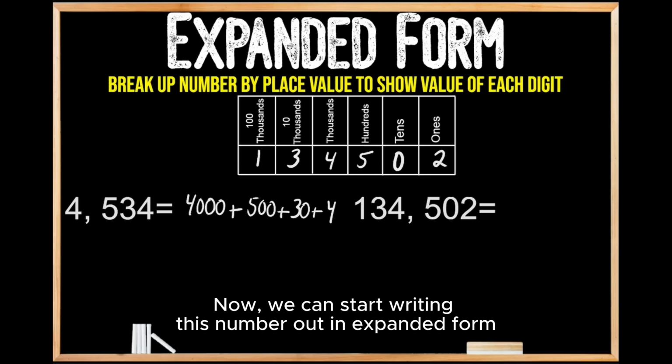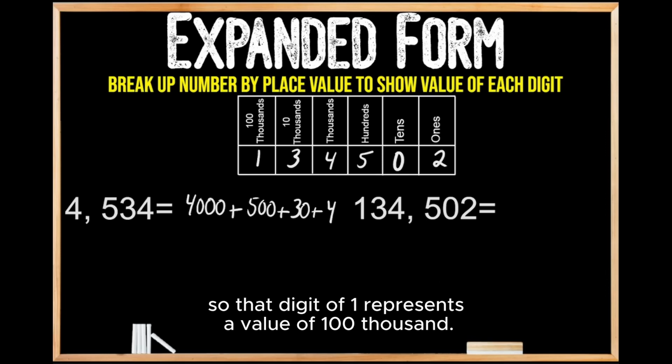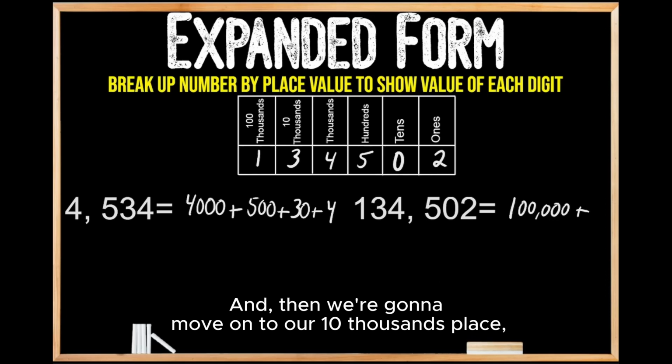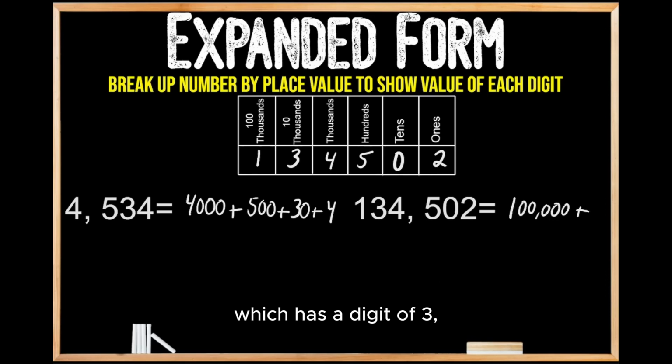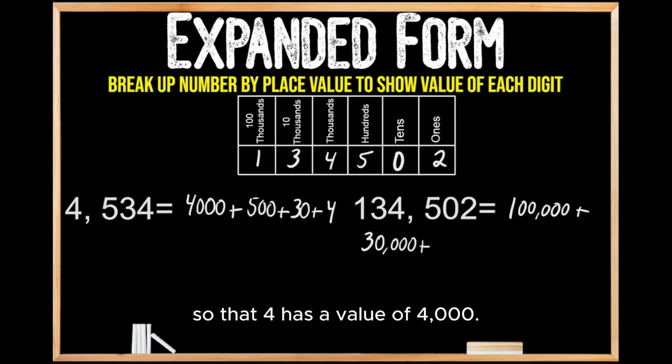Now we can start writing this number out in expanded form, working from our highest place value to our lowest place value. Well, in our hundred thousands place, we have a digit of 1, so that digit of 1 represents a value of 100,000. And then we're going to move on to our 10,000 place, which has a digit of 3, so that 3 has a value of 30,000. And then we're going to move on to our thousands place, which has a digit of 4, so that 4 has a value of 4,000.